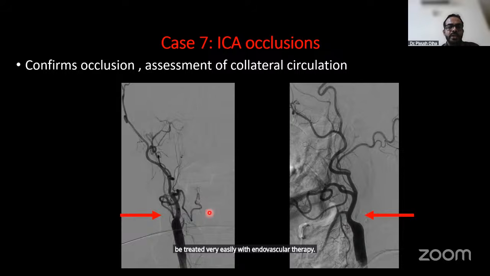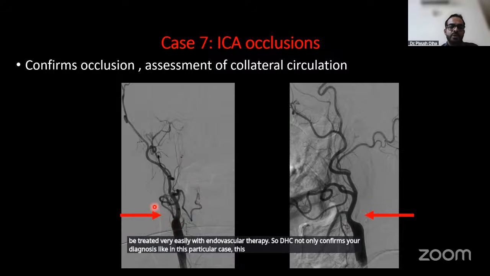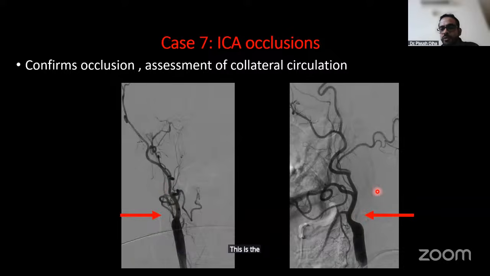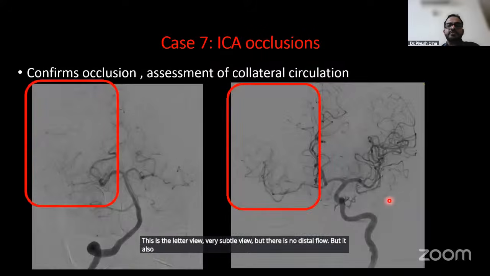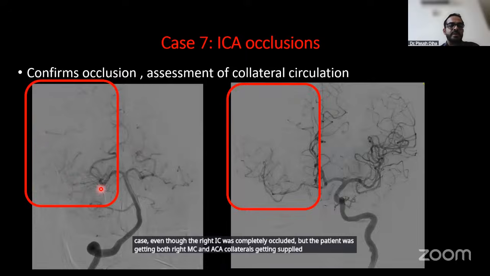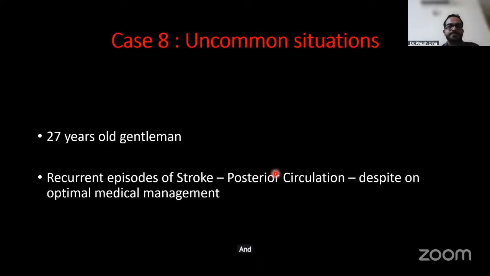So DSA not only confirms your diagnosis, like in this particular case, this is an AP view. You cannot see the internal carotid artery. This is the lateral view, a very subtle view, but there is no distal flow. It also helps us in assessment of collateral circulation. In this particular case, even though the right ICA was completely occluded, the patient was getting both right MCA and ACA territories supplied from leptomeningeal collaterals from the PCAs and the ACOM and ACAs.